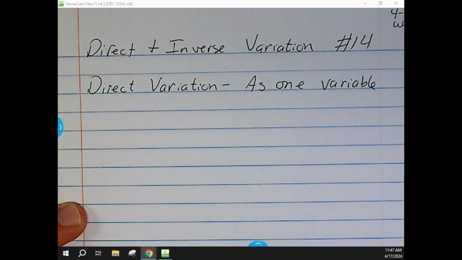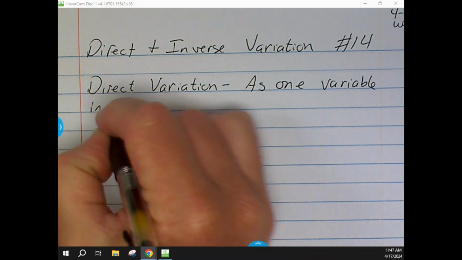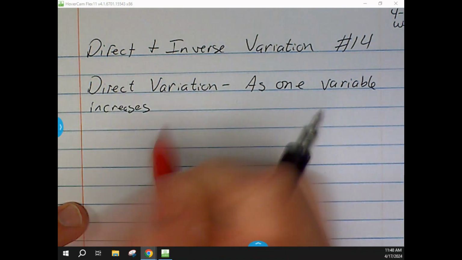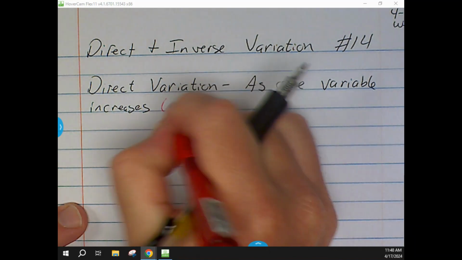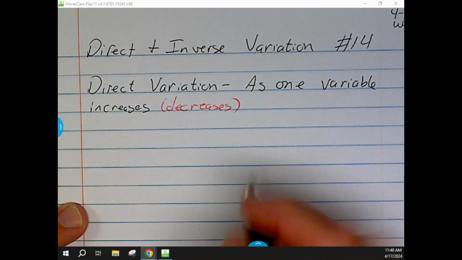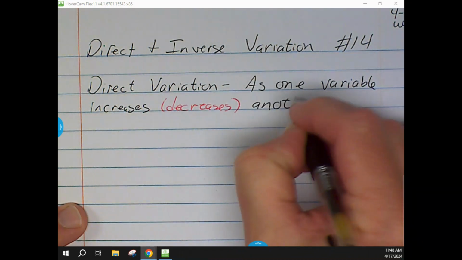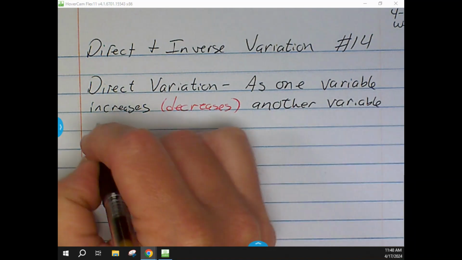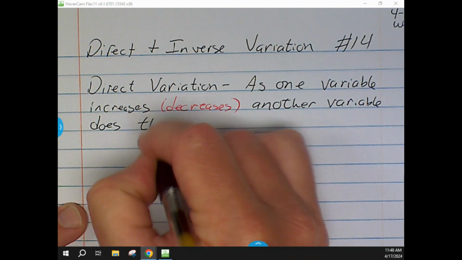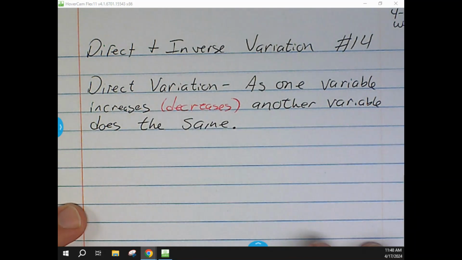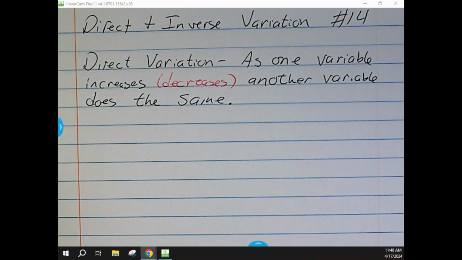Okay, so a direct variation basically is this: as one variable increases, or again, could be that it decreases. Then basically we're going to have it so another variable does the same thing. And for these, we're going to look at some equations. They're going to be kind of short as we're going through these.